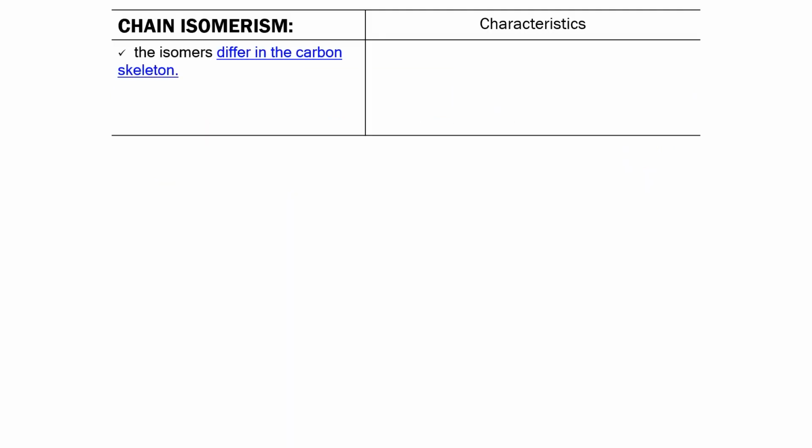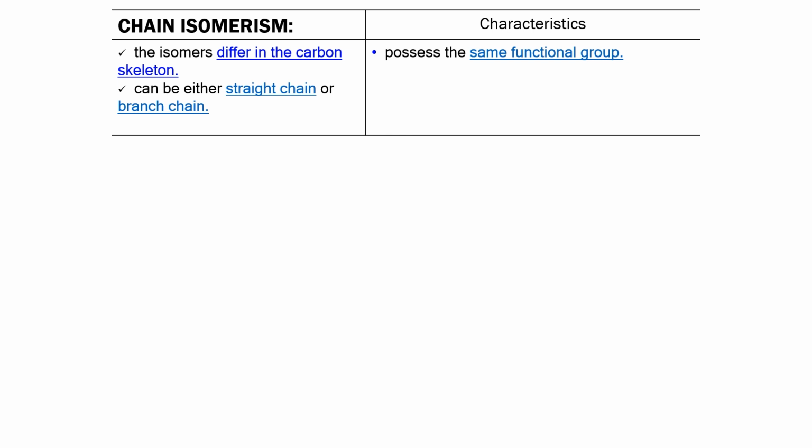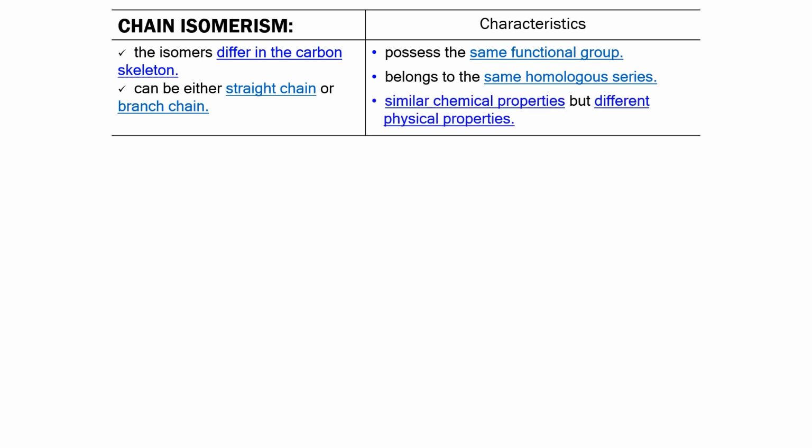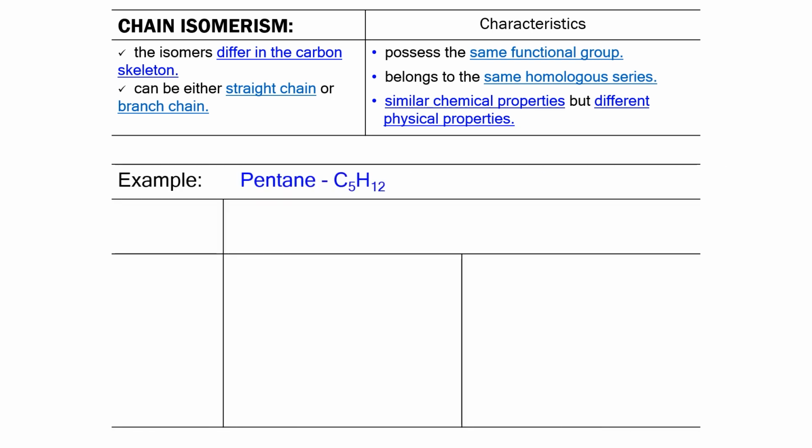Chain isomers are isomers that differ in carbon skeleton. Chain isomers can be either straight chain or branched chain. Characteristics of chain isomers: they possess the same functional group and belong to the same homologous series. They are similar in chemical properties but different in physical properties. This is an example of a chain isomer.